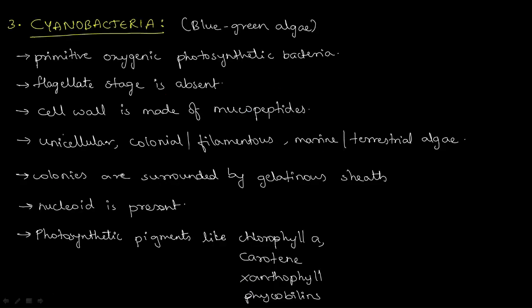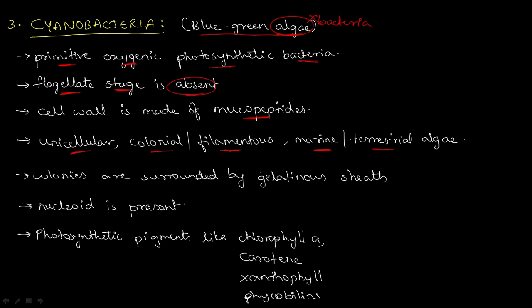And when we come to cyanobacteria, it is blue-green algae. It is said to be blue-green algae, but it is not algae, it is bacteria. But the general name is blue-green algae. These are primitive, oxygenic, photosynthetic bacteria found in nature, and the flagellate stage in these organisms is absent. The cell wall is made up of mucopeptides. These are unicellular, colonial or filamentous. They can be marine or terrestrial as well.